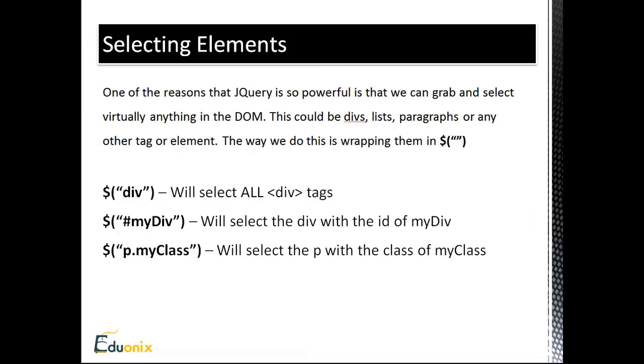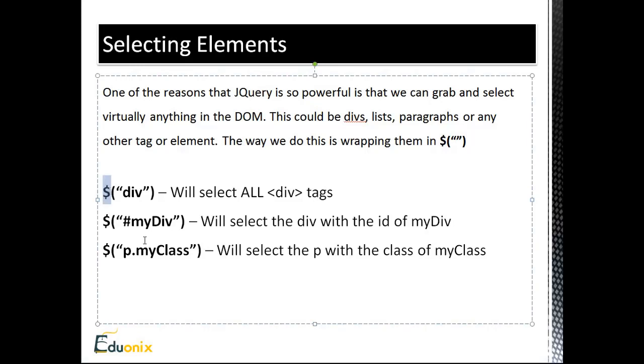Selecting elements. One of the reasons jQuery is so powerful is that we can grab virtually anything in the DOM or on the website, the browser, whatever you want to call it, and we do this with selectors. And a selector is a jQuery or a $, and then some parentheses with whatever you want to grab in the middle. So this, for instance, will grab all div tags on the page.